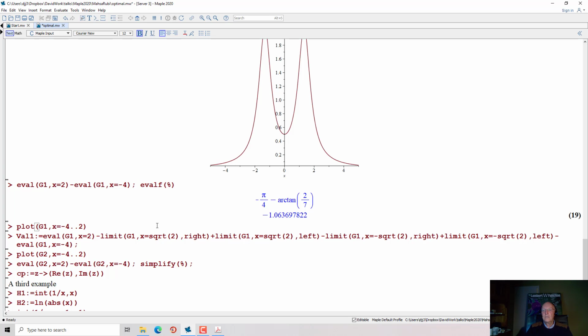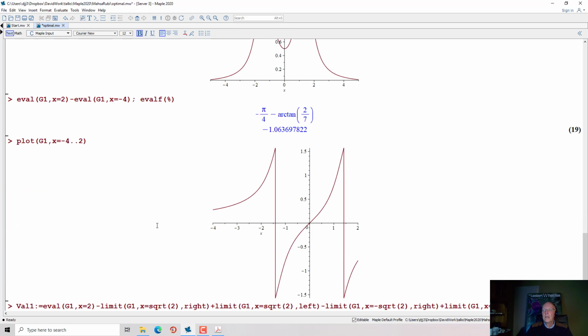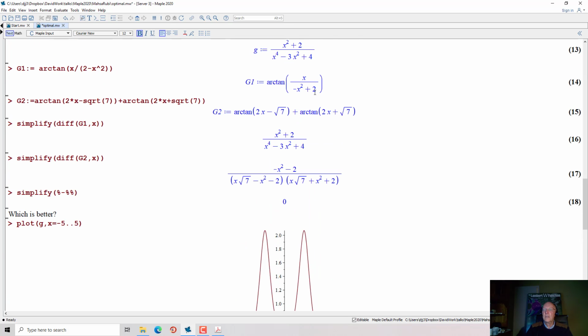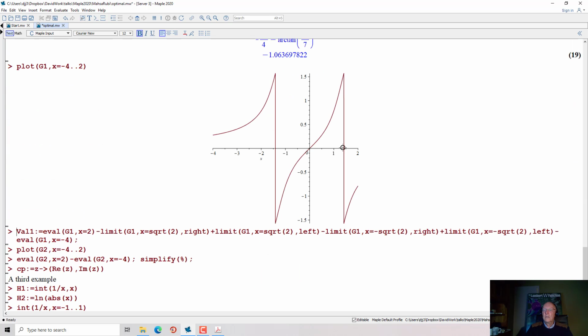Well, to answer that, we're going to plot G1, something we've not bothered to do yet. And we see that G1 is actually a discontinuous function. If we look back at G1, we notice that the denominator of the argument is equal to 0 if x equals plus or minus the square root of 2. So how can we use G1 to calculate the area under the curve?